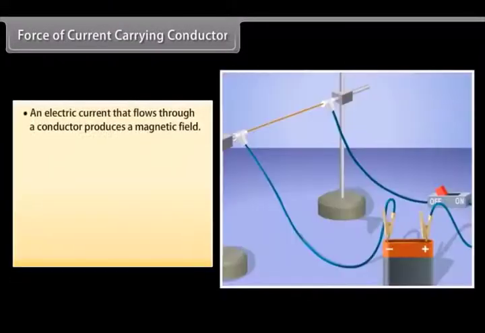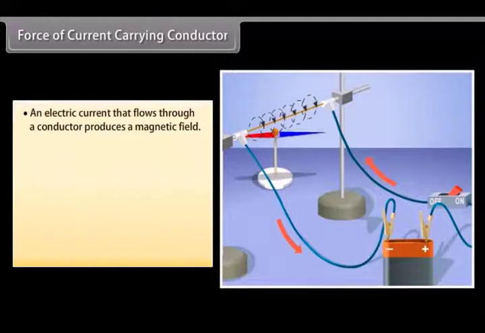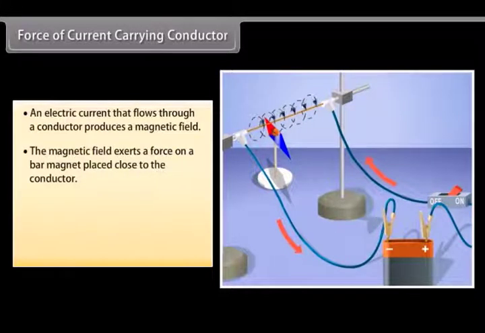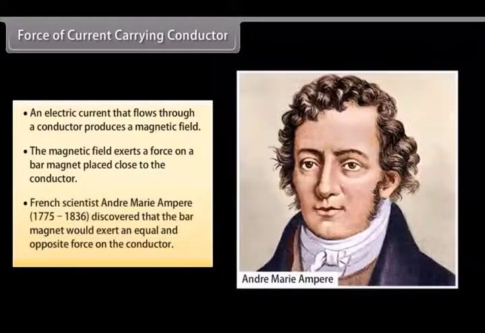Force of current-carrying conductor. We have seen that an electric current that flows through a conductor produces a magnetic field. The magnetic field so produced exerts a force on a bar magnet placed close to the conductor. French scientist André-Marie Ampère, 1775 to 1836, discovered that the bar magnet would also exert an equal and opposite force on the conductor.